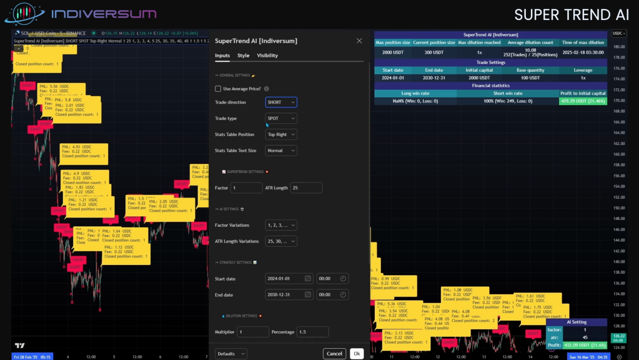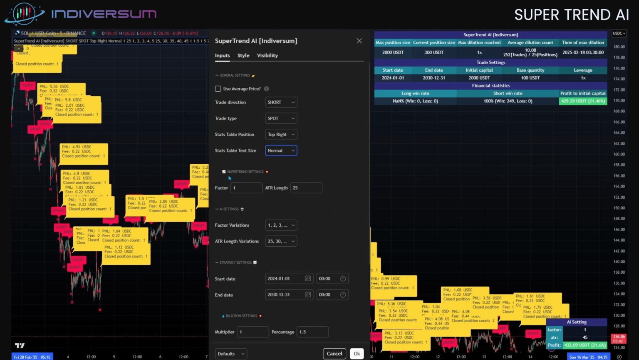Trade type. This lets you choose between spot trading or futures trading. Stats table position. This simply decides where the indicator's data table appears in TradingView. You can place it wherever it's most convenient for you. Stats table text size. If the text is too small or too big, you can adjust its size here to improve readability. Now, let's move on to the indicator settings.